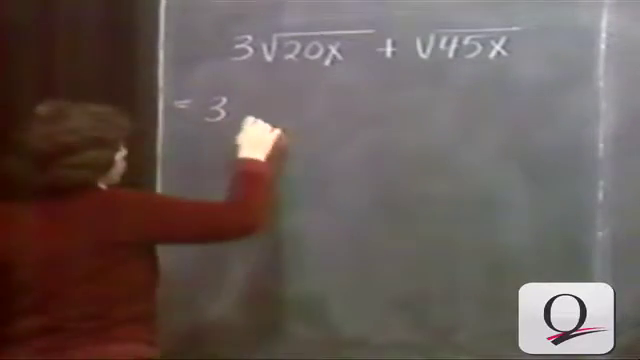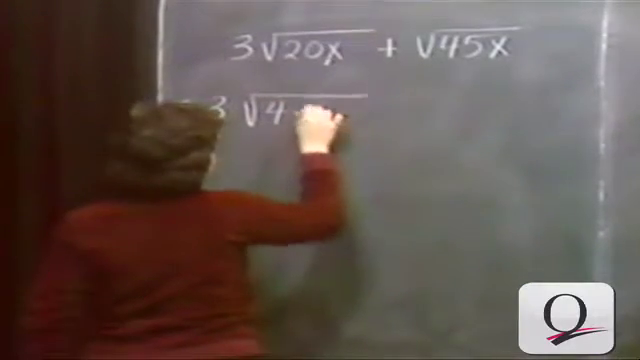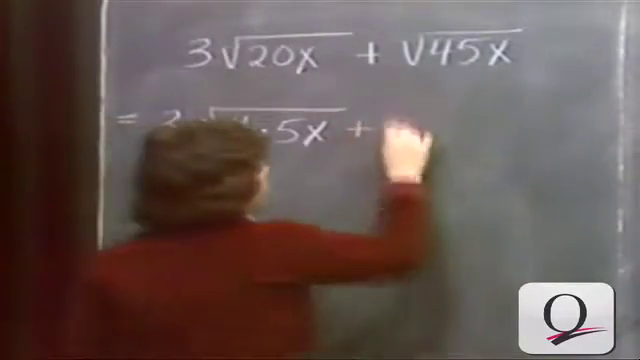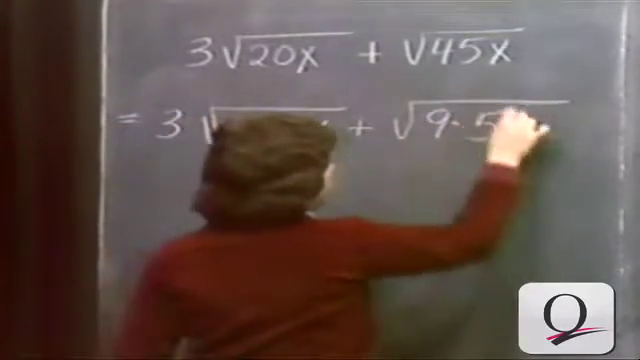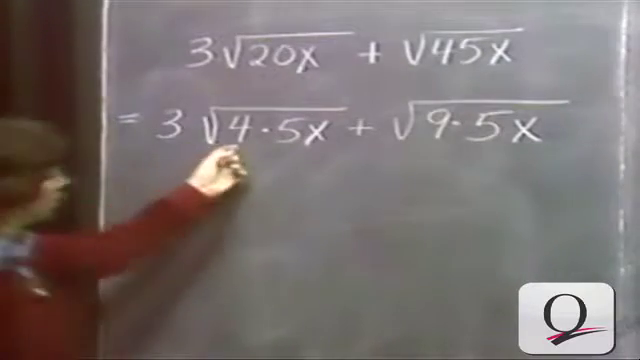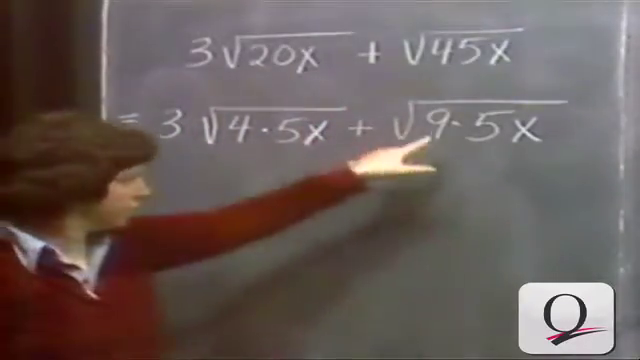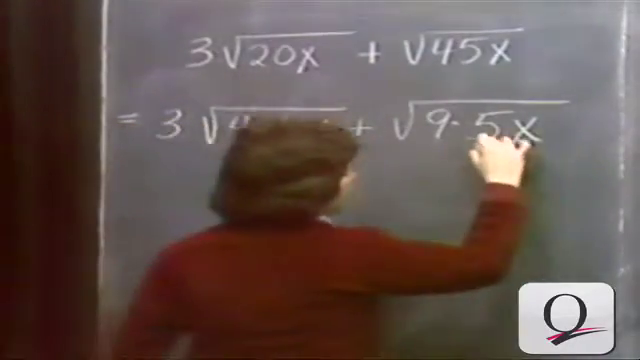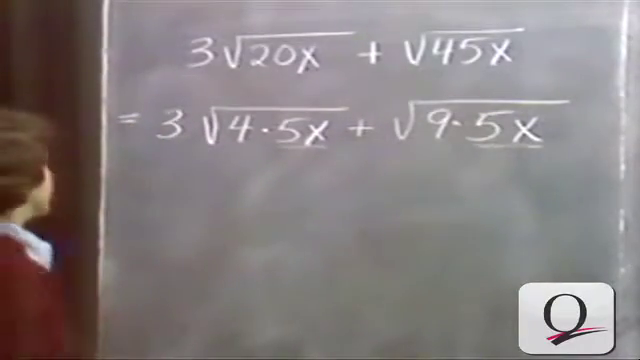Okay, the square root of 20x will be rewritten as 3 times the square root of 4 times 5x, looking for a perfect square factor of 20x, which is 4, and the square root of 45x will be rewritten as the square root of 9 times 5x. We're taking perfect square factors out of 20x and out of 45x. In this case, we have 4, and here we have 9. You will notice, by the way, that what is left over in each case is the same, 5x. Okay, so we suspect that we will be able to combine these later on.